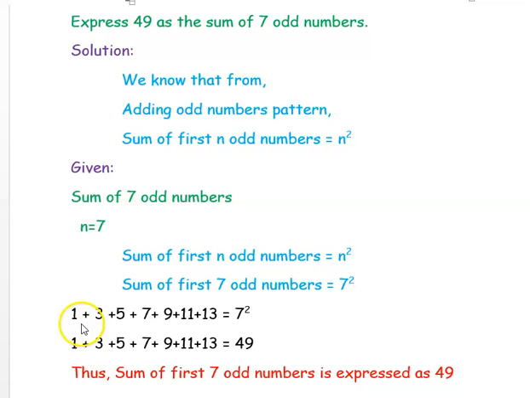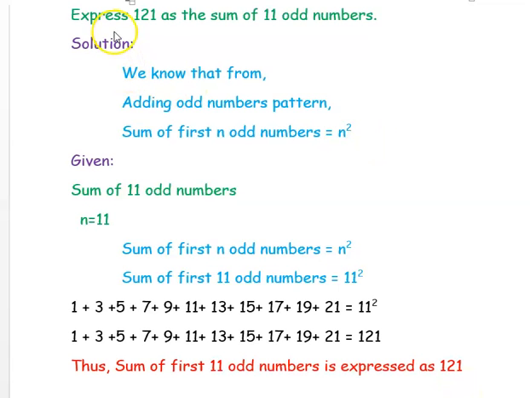So now I am going to write the sum of first 7 odd numbers. So the first 7 odd numbers are 1 plus 3 plus 5 plus 7 plus 9 plus 11 plus 13. So I have written all the 7 odd numbers and I have summed all the 7 odd numbers, which I have equated to 7 square. So we know that 7 square is equal to 49. So thus the sum of first 7 odd numbers is expressed as 49.